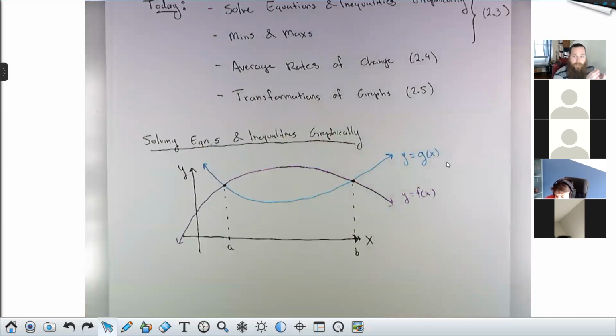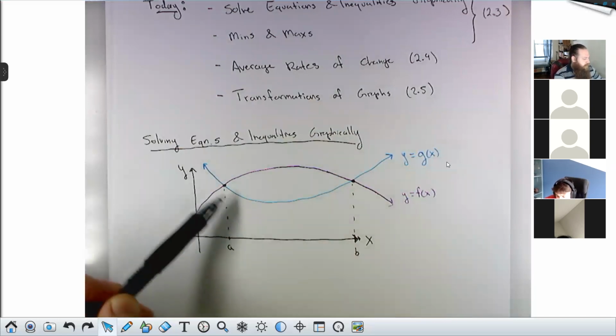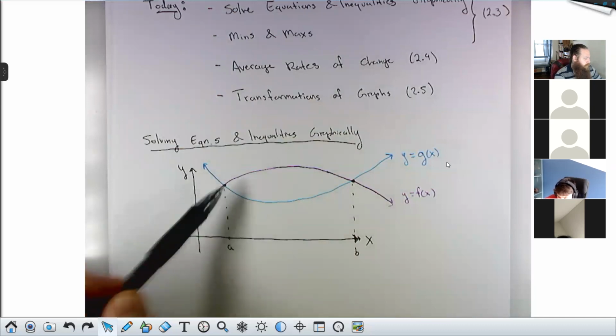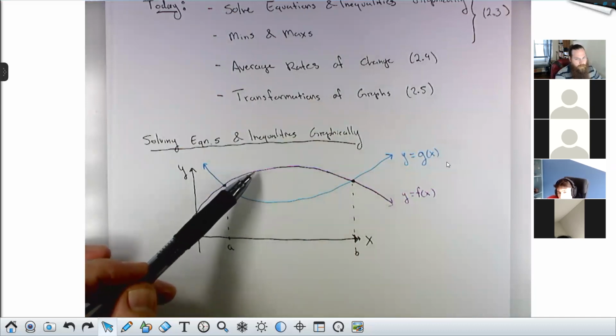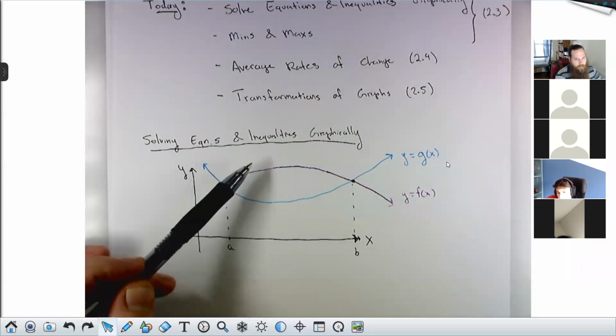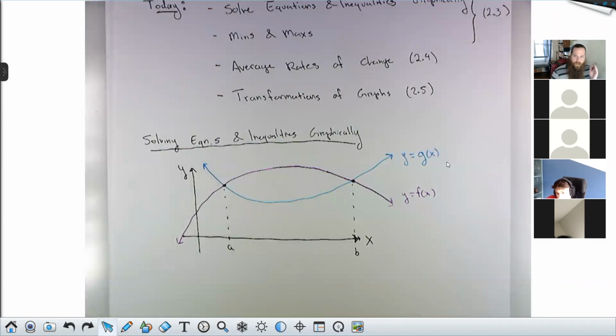So the main thing you need to keep in mind to make sense of what we're going to be doing here is that the graph of a function is made up of all the ordered pairs of the form x comma f of x. So right here, anywhere along the purple graph, if you take an x value, say like 5, then the point on the purple graph here would be 5 comma f of 5. The y value is the output from the function at that input, at that x value.